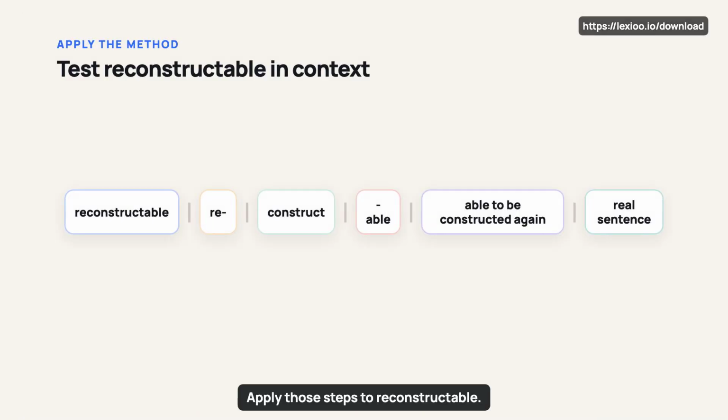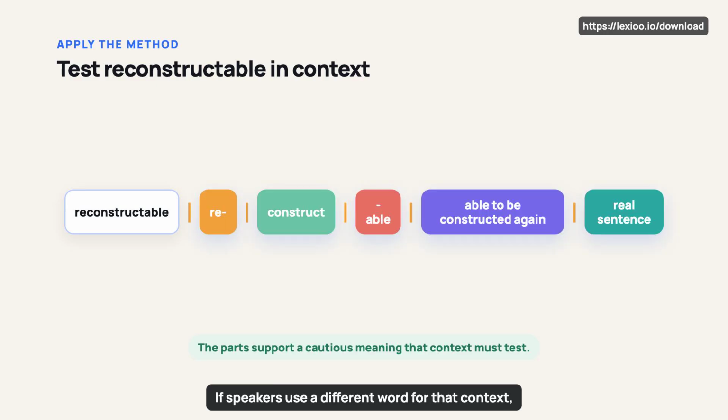Apply those steps to reconstructible. Re suggests again. Construct supplies the building family. Able forms an adjective. Your cautious hypothesis is able to be constructed again. Now test it in a real sentence. If speakers use a different word for that context, the sentence and dictionary should override your first construction.